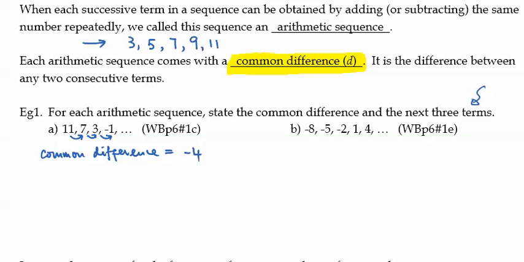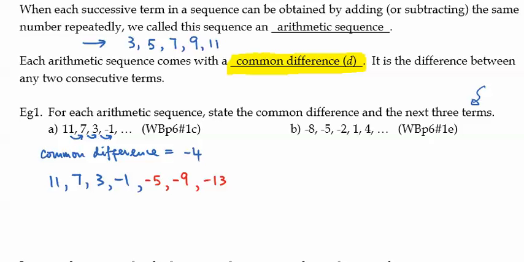And that means starting from 11, 7, 3, -1, the next term will then be down by 4, and then the next term after this will be -9, and finally, -13. So that will be the next 3 terms for this arithmetic sequence.